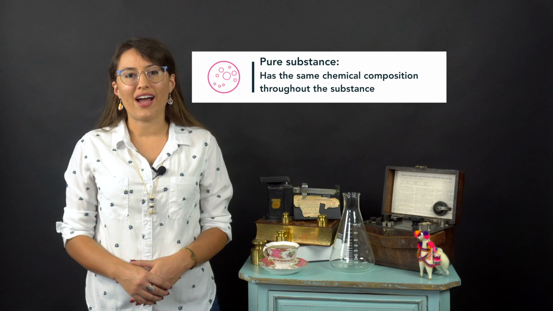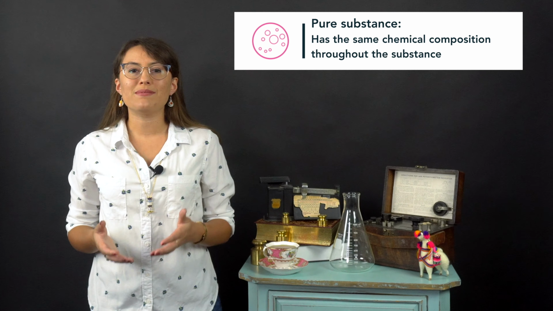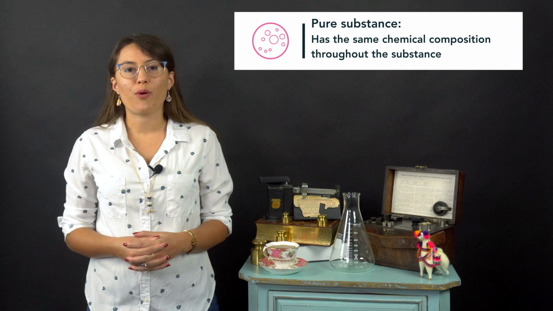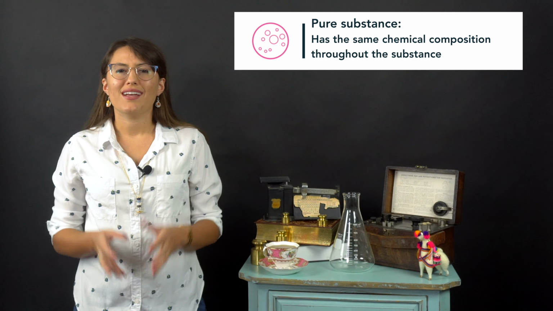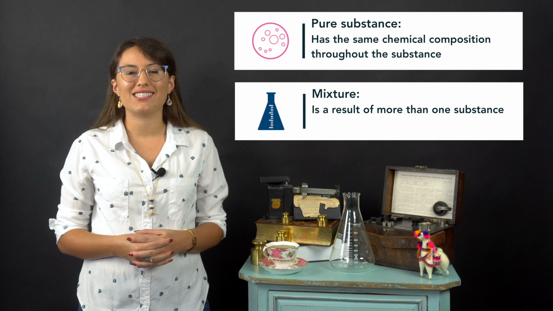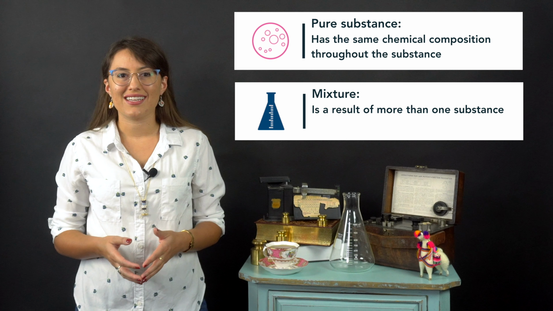We can further define matter as being a pure substance or as a mixture, where a substance simply refers to the chemical composition of matter and the defining properties of it. Some examples of pure substances are salt, sugar, iron, water, and many more. A mixture is the result of more than one substance, such as salt water, because this is now a mixture of two substances.